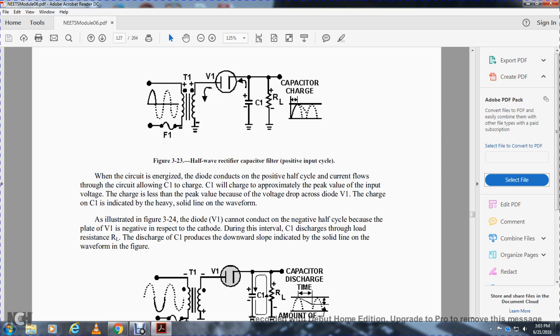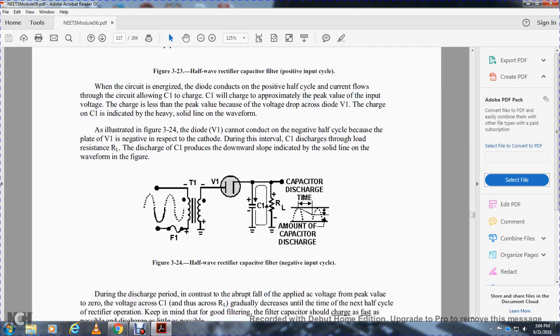The diode cannot conduct on the negative half cycle, since the plate of diode V1 is negative with respect to the cathode. During this interval, capacitor C1 discharges through the load resistor RL. The discharge of the capacitor produces the downward slope, indicated by the solid line of the waveform shown in the figure, for the half-wave rectifier capacitor negative input cycle.